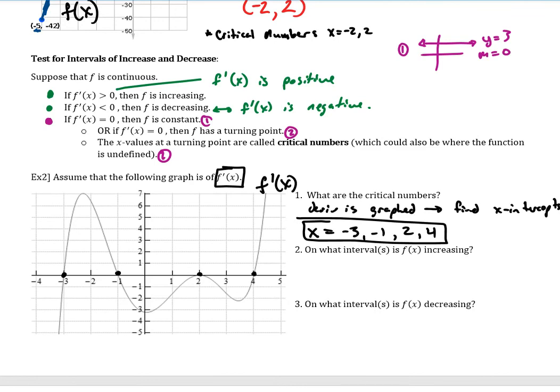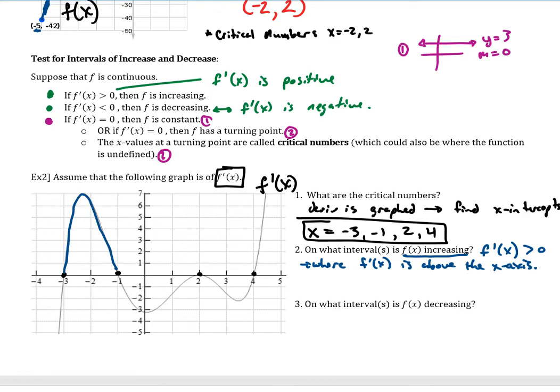Okay, and then they ask, on what intervals is f of x increasing? Okay, so let me underline that in blue. So f of x increasing, well, again, this is the graph of the derivative. So what we really need to see is where f prime of x is greater than 0, or where it's positive, or one other way to think of it is where f prime of x is above the x-axis. So that's the other way to interpret it. Okay, and so where it's above the x-axis is here.